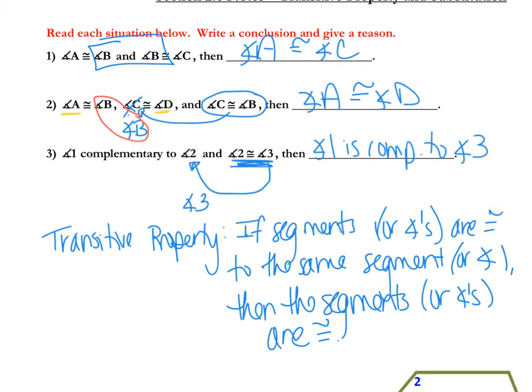Now some of you might be asking, well, what's the difference between substitution and transitive? So substitution is literally replacing. Notice how in example 2, I replaced the C with B. I replaced it. The transitive is I made a connection that these two were congruent.